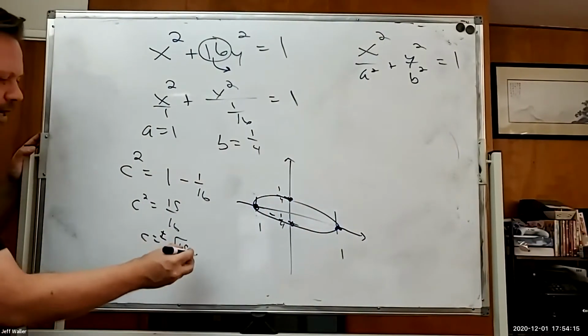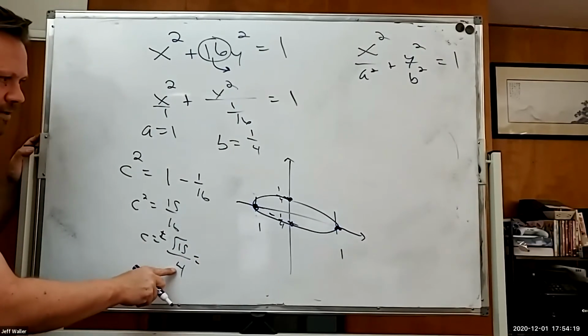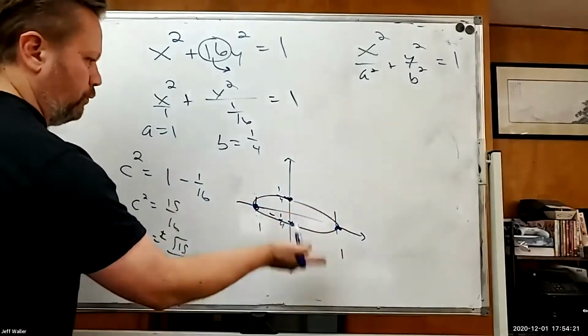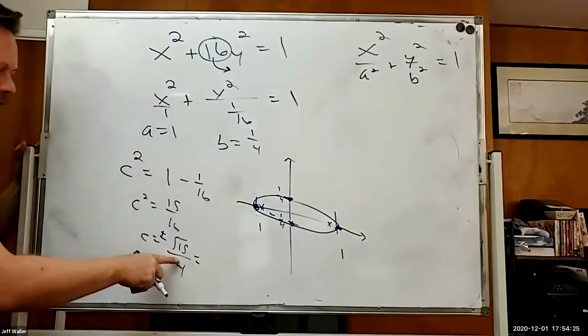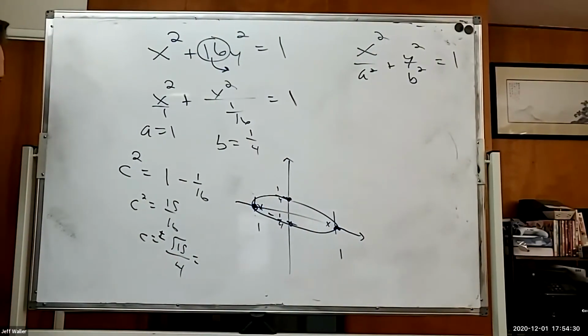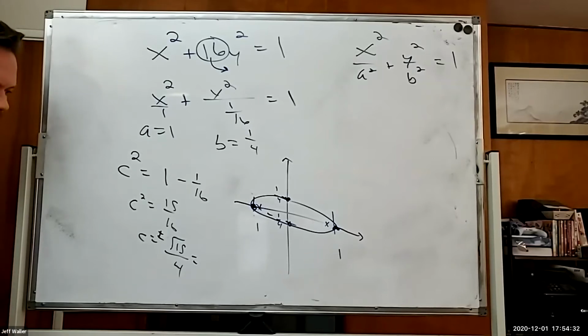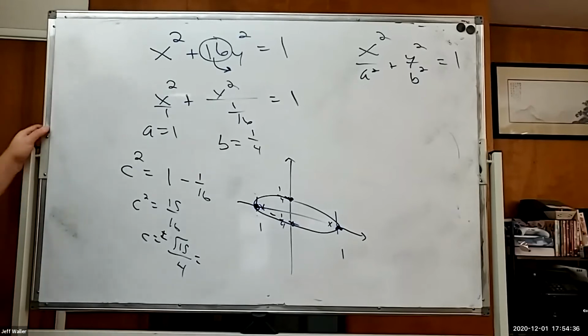And then the foci, whatever that actually is, it's really close to 1. And you can see why. This is pretty squished. So my foci are going to be really close to 1. Maybe I'll never know exactly, but I can live with that. I don't need to know what that is.